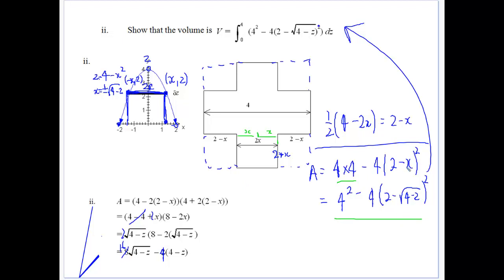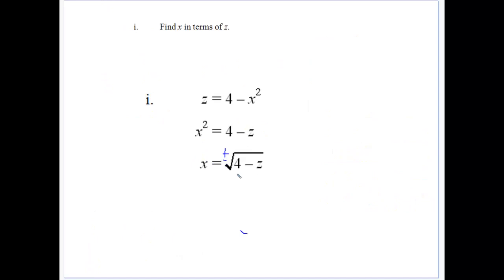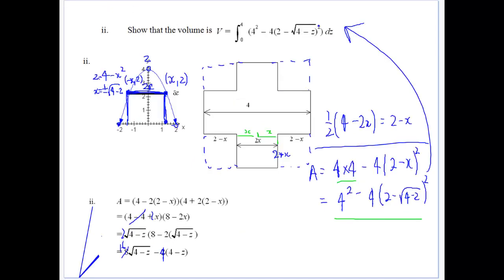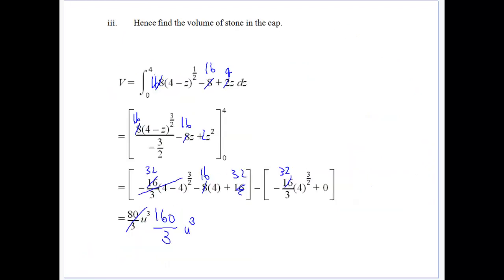We know x is equal to, from there, the square root of 4 minus z. So we're able to do that substitution there for x, the square root of 4 minus z. And that's where we get our area, dz. So there's our expression there. There's another way to do it as well, when they do some manipulation. So there's our: show that the volume can be given by that, and then hence find the volume.